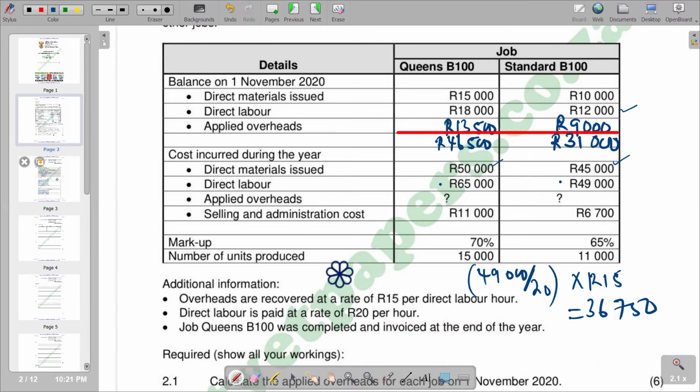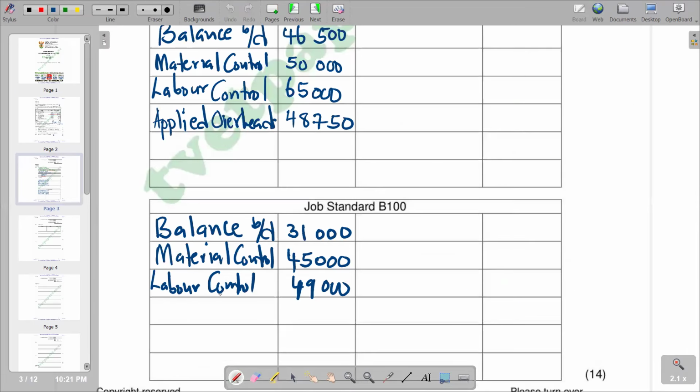So we can then transfer also under standard B100, whereby we have our applied overheads, whereby we've got 36,750. And then from there we can now calculate the total as we are balancing our accounts.